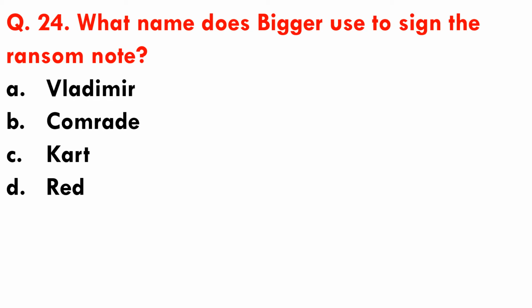Question number 24. What name does Bigger use to sign the ransom note? Options are A. Vladimir, B. Comrade, C. Cart, and D. Red. So Bigger signs as a Red on a ransom note. Option D is the correct answer.